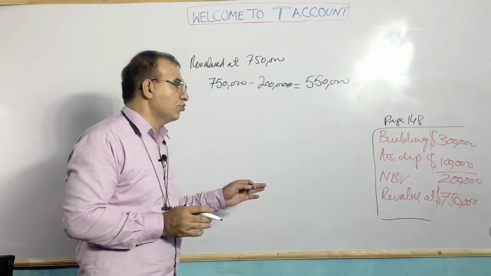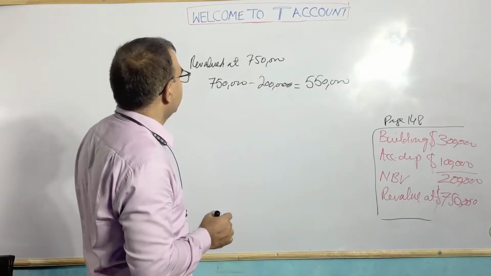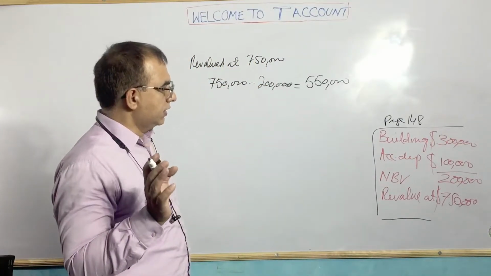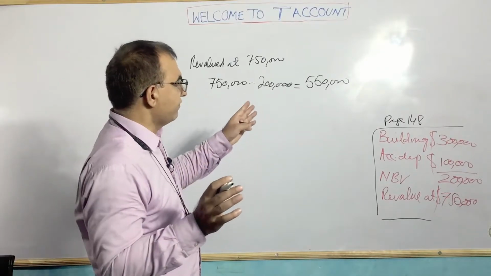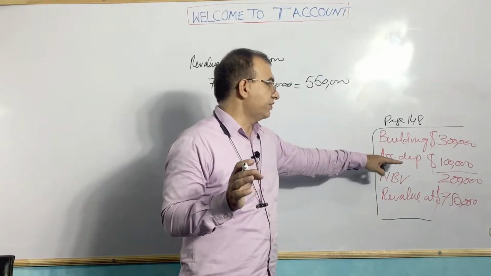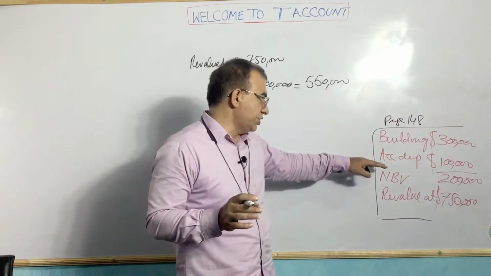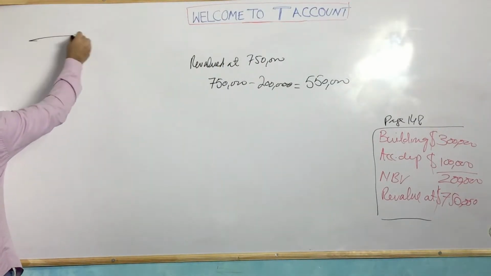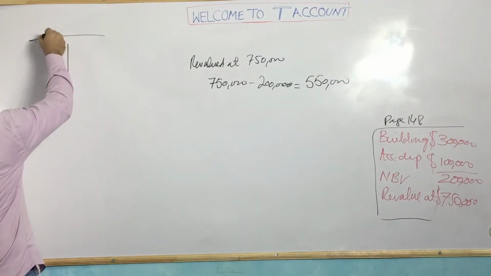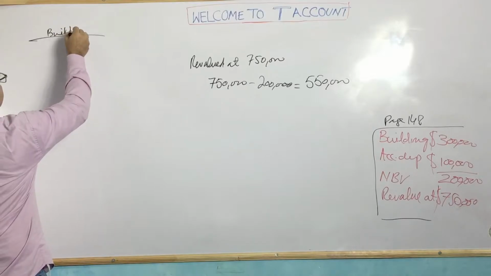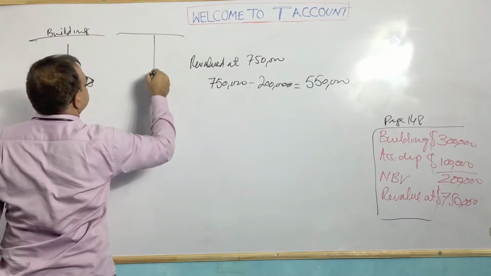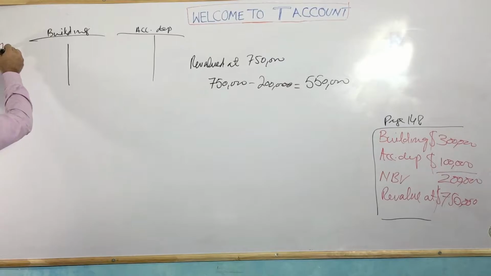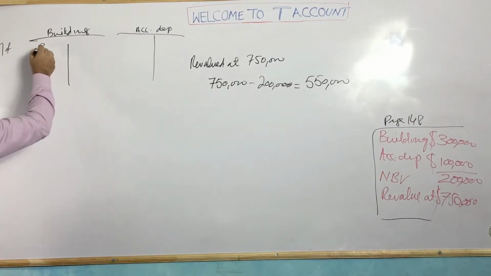But here you have related accumulated depreciation as well. If you only take that cost to 750, you will not get carrying value of that 750, because you also have that accumulated depreciation account. So you need to clear that account as well. See, for instance, you have this building account and accumulated depreciation. This was brought forward how much? 300,000.